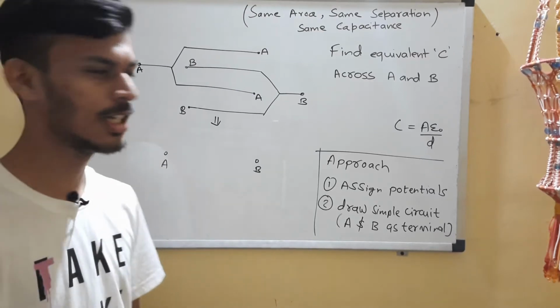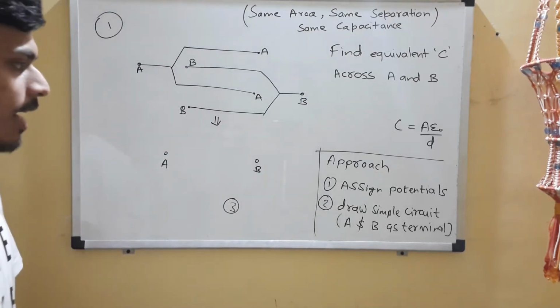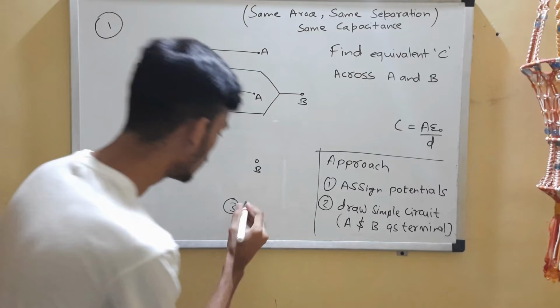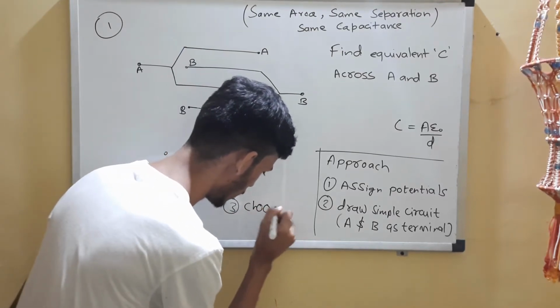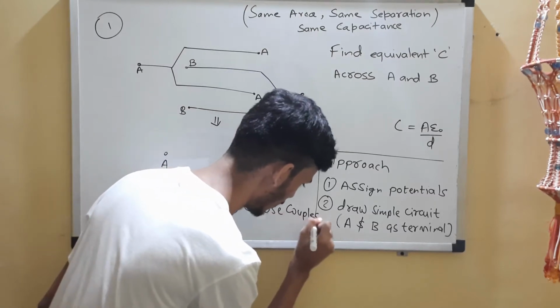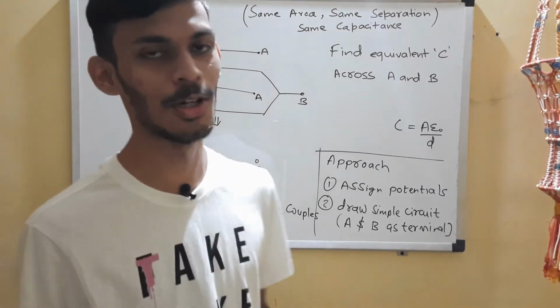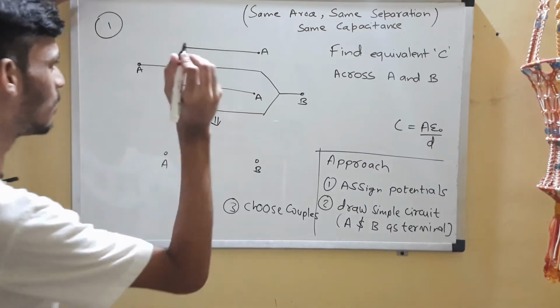We have drawn the terminals. What is the third step? The third step will complete the circuit, and the third step is very, very important. Here we are supposed to choose pairwise. Choose couples over here. You are supposed to choose two plates, because two plates make one capacitor, right? So you are supposed to choose two plates at a time.